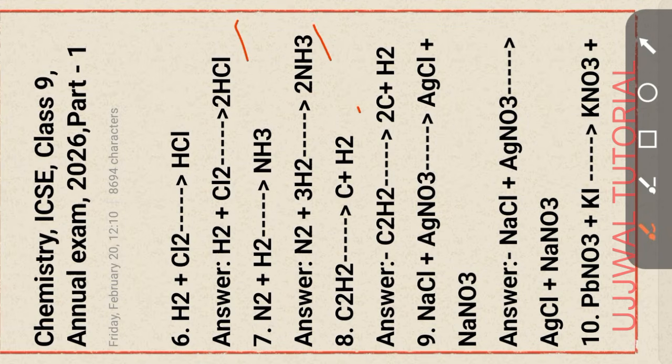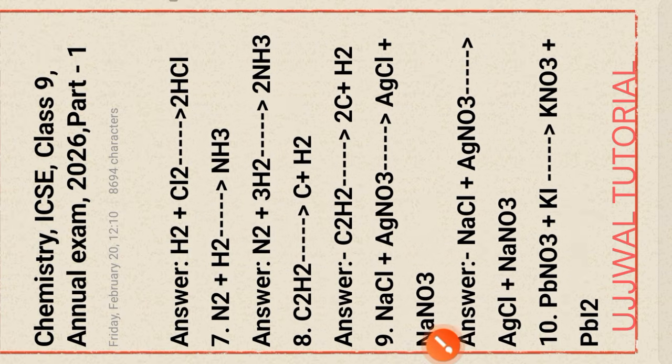Next, C2H2 form C plus H2. The balanced chemical equation is C2H2 form 2C plus H2. Next, NaCl plus AgNO3 form AgCl plus NaNO3. That is the balanced chemical equation: NaCl plus AgNO3 form AgCl plus NaNO3.